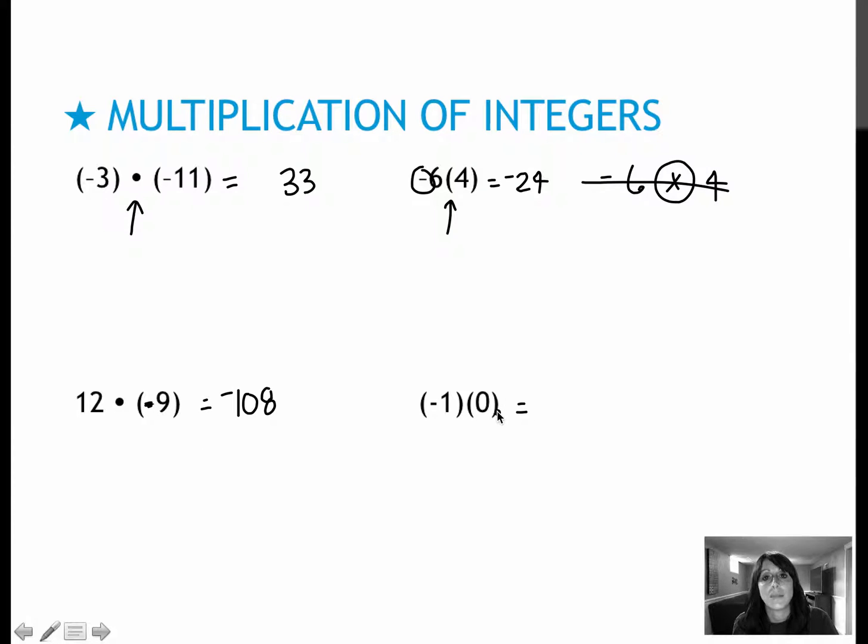And then -1 times 0, it really doesn't matter what's here as long as it's a whole number or integer or later on a rational number. Anything times 0 is 0.